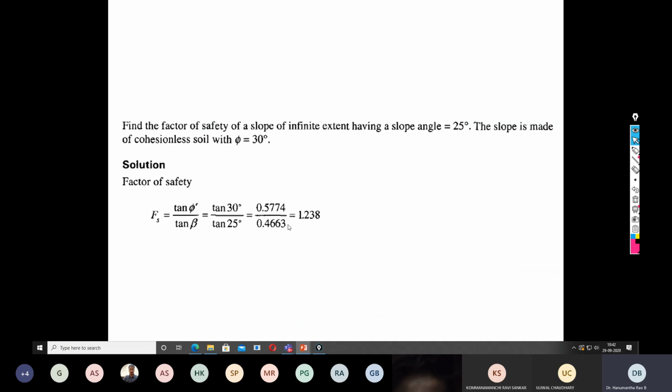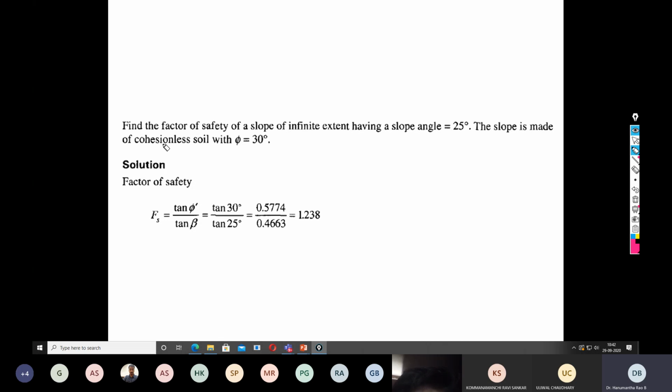So this is another sum. Find the factor of safety of a slope of infinite extent having a slope angle of 25 degrees. The slope is made of cohesionless soil with phi equal to 30 degrees. So it is a straightforward problem, nothing great. The slope angle is 25 and the internal friction of the soil is 30 degrees.